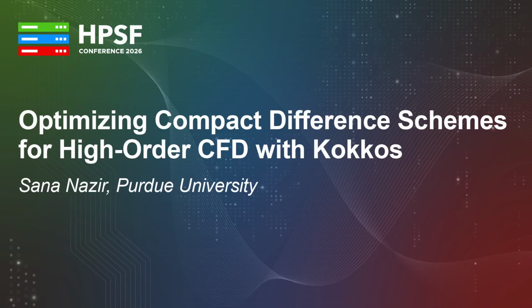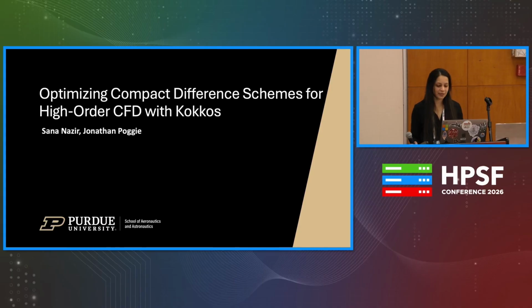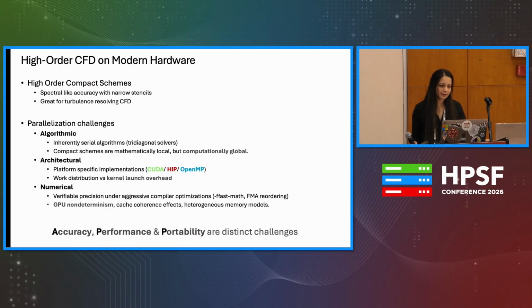Going to talk about optimizing compact difference schemes for high-order CFD using Kokkos. High-order schemes are extremely attractive for turbulence-resolving CFD because they offer spectral-like accuracy with narrow stencils.